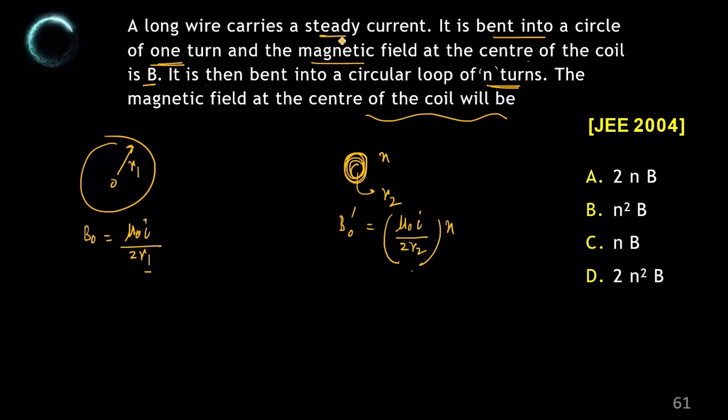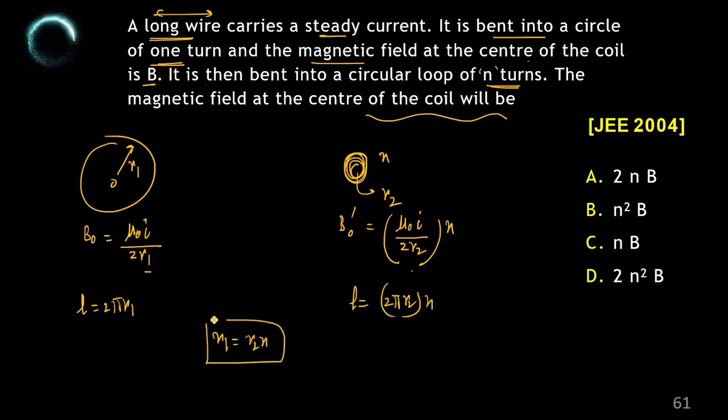So initially the loop wire length is L. For that situation, L should be equal to 2 pi R1, and here L should be equal to 2 pi R2 into N. Now both are equal. So can I say R1 should be equal to R2 into N? That is the relation between R1 and R2.